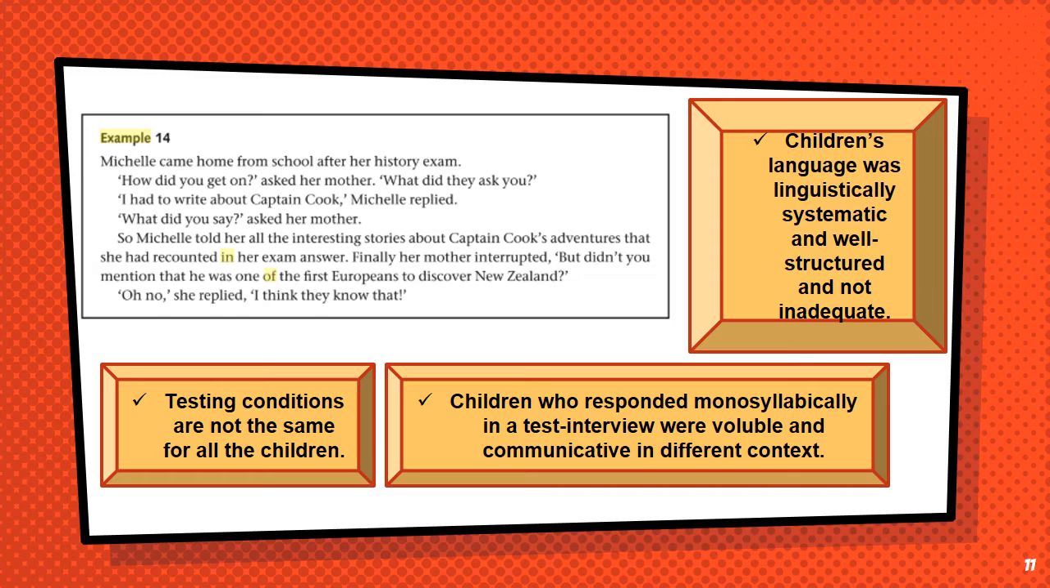From this example also, sociolinguists show that children who responded monosyllabically in a test interview were voluble and communicative in different contexts, for example, with their friends. One researcher demonstrated that the evaluative devices used in storytelling by the African American young people that he recorded were more formatively advanced or developed than those used by the whites.